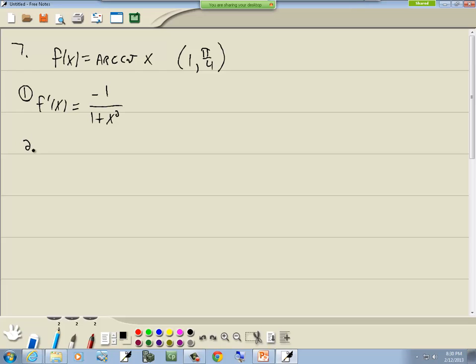Well, step 2. We want to change our f prime to m, and then plug in the x and, if necessary, the y part of our point. It's not necessary. We just need the x here. So given this point, x is equal to 1. So we got negative 1 over 1 plus 1 squared. So we got negative 1 over 2.